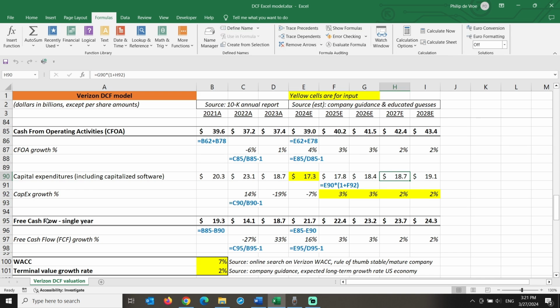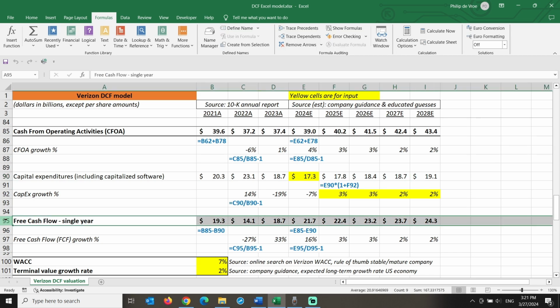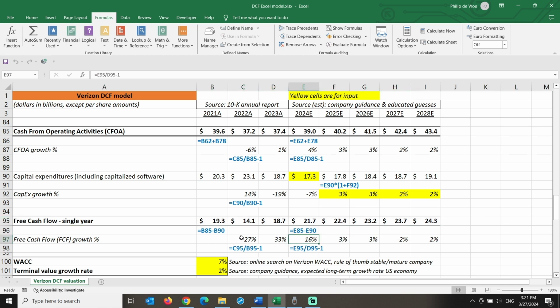Cash from operating activities minus capital expenditures equals free cash flow. The 16% forecasted free cash flow growth versus prior year in 2024 is a one-off. The result of 4% forecasted CFOA growth and a 7% decline in CapEx spending, respectively, versus the prior year.